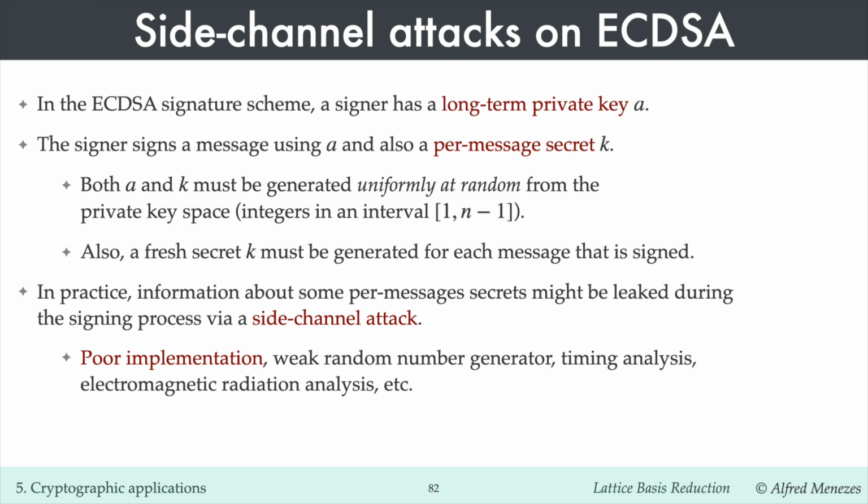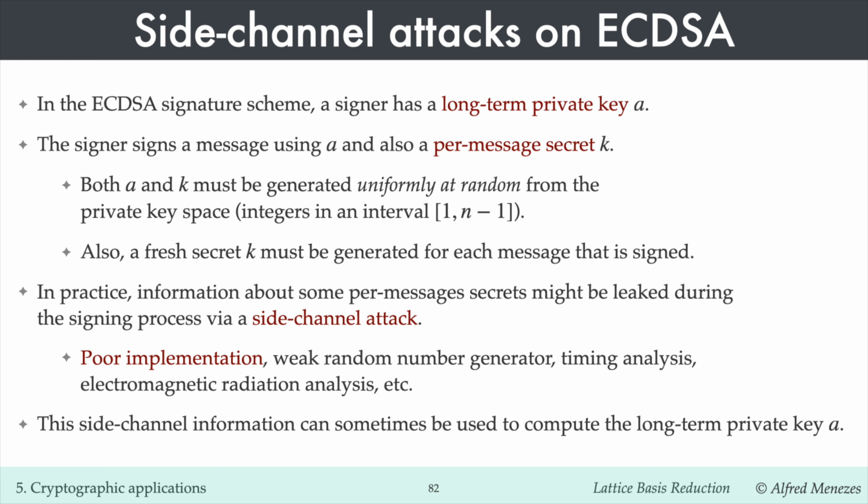In practice, though, information about some per-message secrets K might leak during the signing process through side channel attacks. These attacks can exploit weaknesses such as poor implementation, weak random number generation, timing information, electromagnetic radiation, and so on. The information obtained via these leaks can sometimes be used to recover the long-term private key A. Once A is compromised, the entire ECDSA implementation is completely broken.